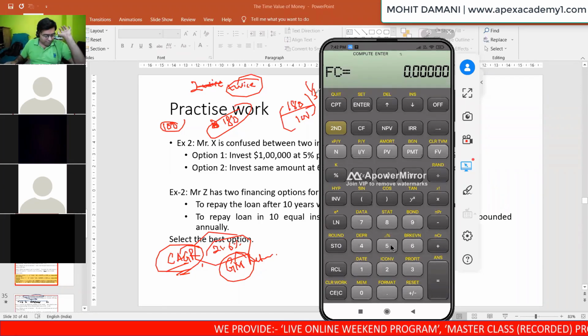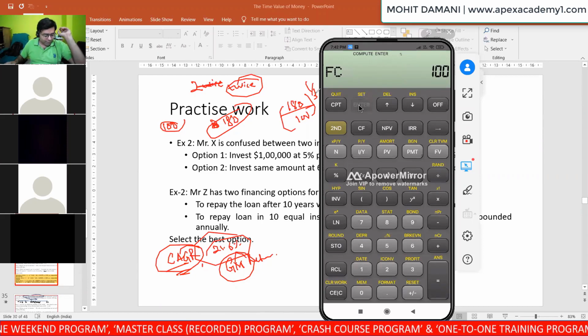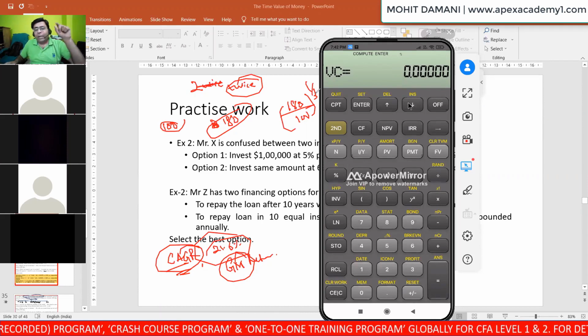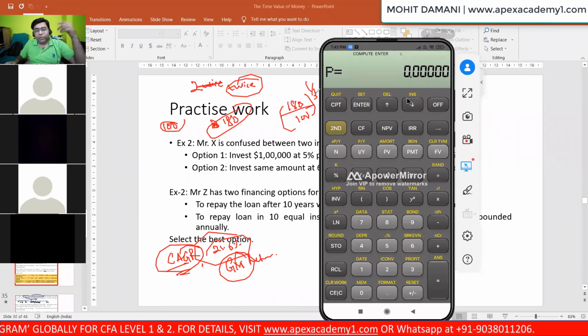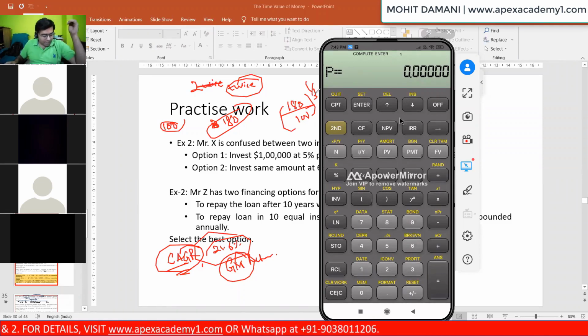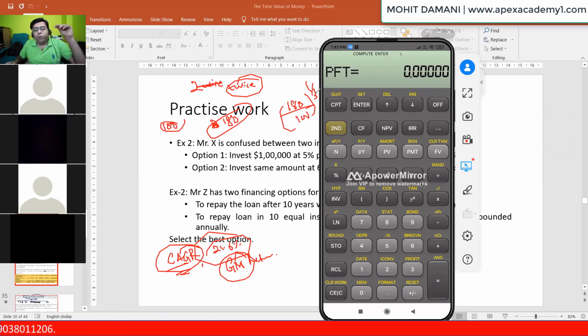So suppose my fixed cost is $100, enter, arrow down. My variable cost is $2 per unit, because variable cost is always per unit. My selling price is 3 per unit, enter, arrow down. And suppose I want to know what my break even quantity is. Break even means no profit, no loss. So I put a PFT of 0, and I again press arrow down. I want to compute the quantity.